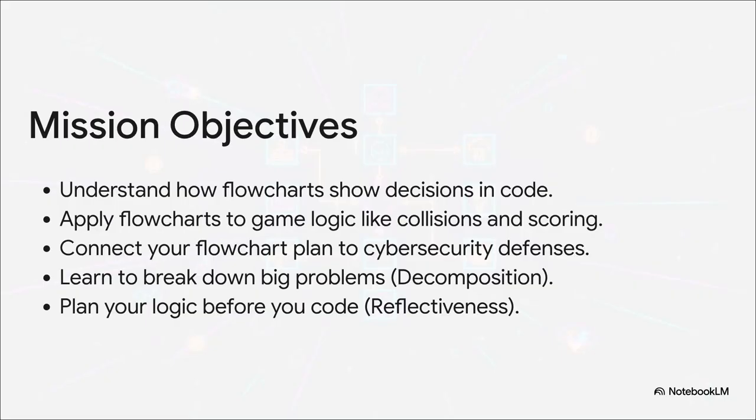So here are our objectives for today. We're going to see how flowcharts handle game logic and even cybersecurity. We'll also zero in on two key skills. First, decomposition, which is just a fancy way of saying we'll break huge problems into tiny, manageable steps. And second, reflectiveness, which means planning out our logic before we even think about writing a single line of code. Let's get these skills unlocked.